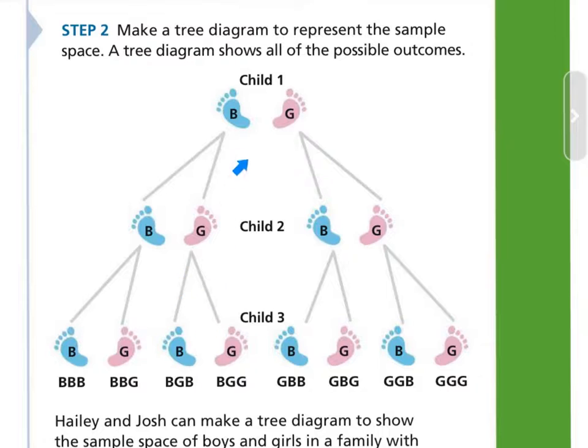We follow all the different routes that we could take, and you can see underneath these last ones, they put a final detail of what's happening. All 3 boys, boy, boy, girl, boy, girl, boy, boy, girl, girl, and so on. And you can see there's actually 8 different options.